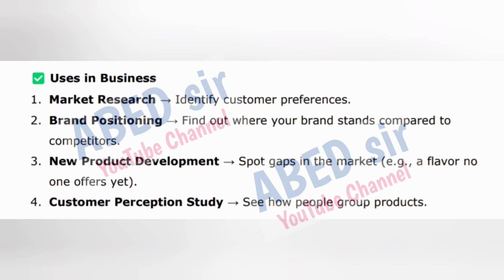Uses in business. 1. Market research: identify customer preferences. 2. Brand positioning: find out where your brand stands compared to competitors. 3. New product development: spot gaps in the market, example, a flavor no one offers yet. 4. Customer perception study: see how people group products.